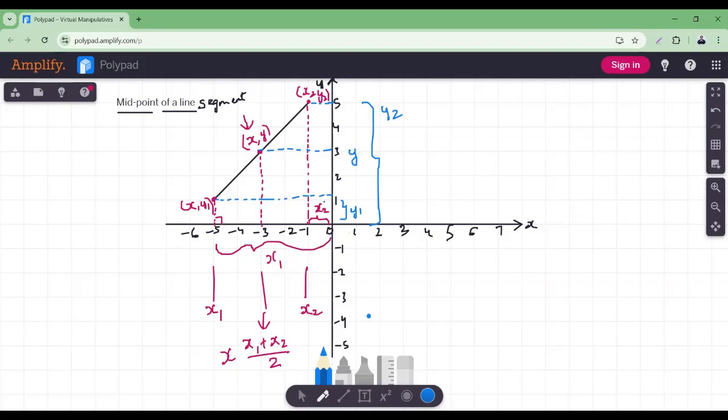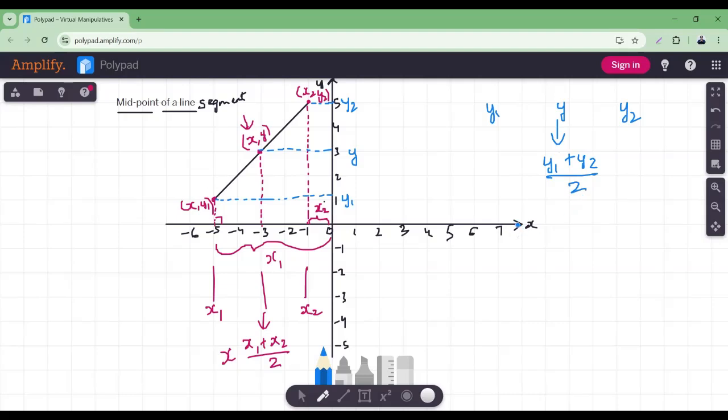Now let's forget about these things and write it like this. It's y1 here and y2 here, and y is exactly between those two. When y1 is here, y2 is here, and y is the middle point, this can be given by y1 plus y2 by 2.